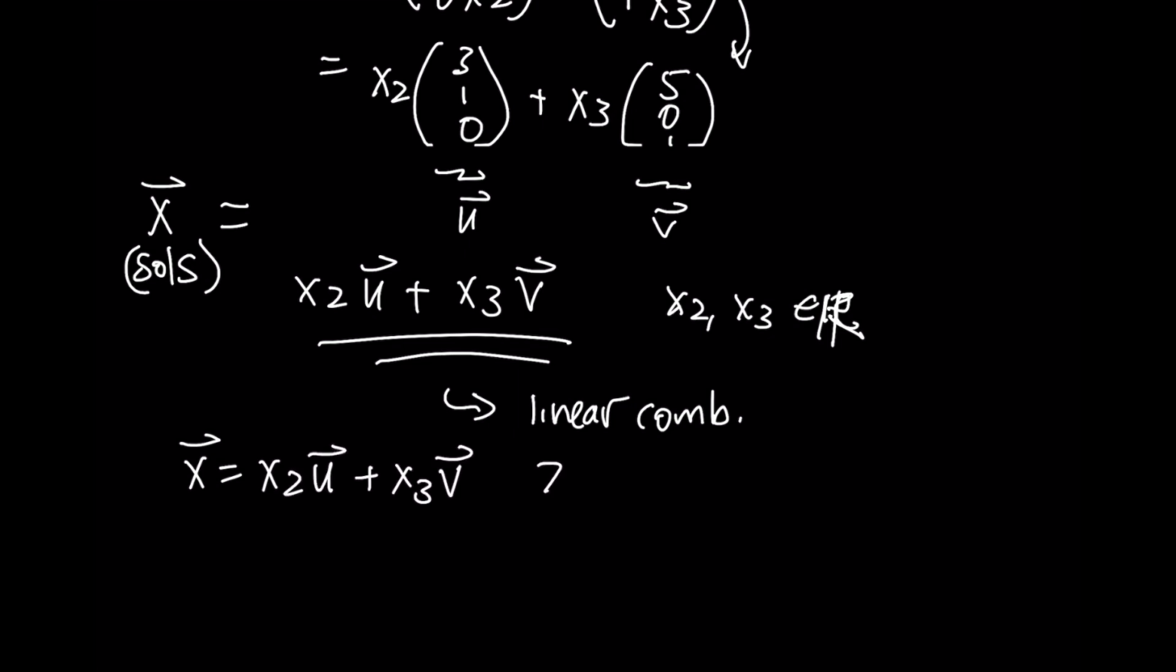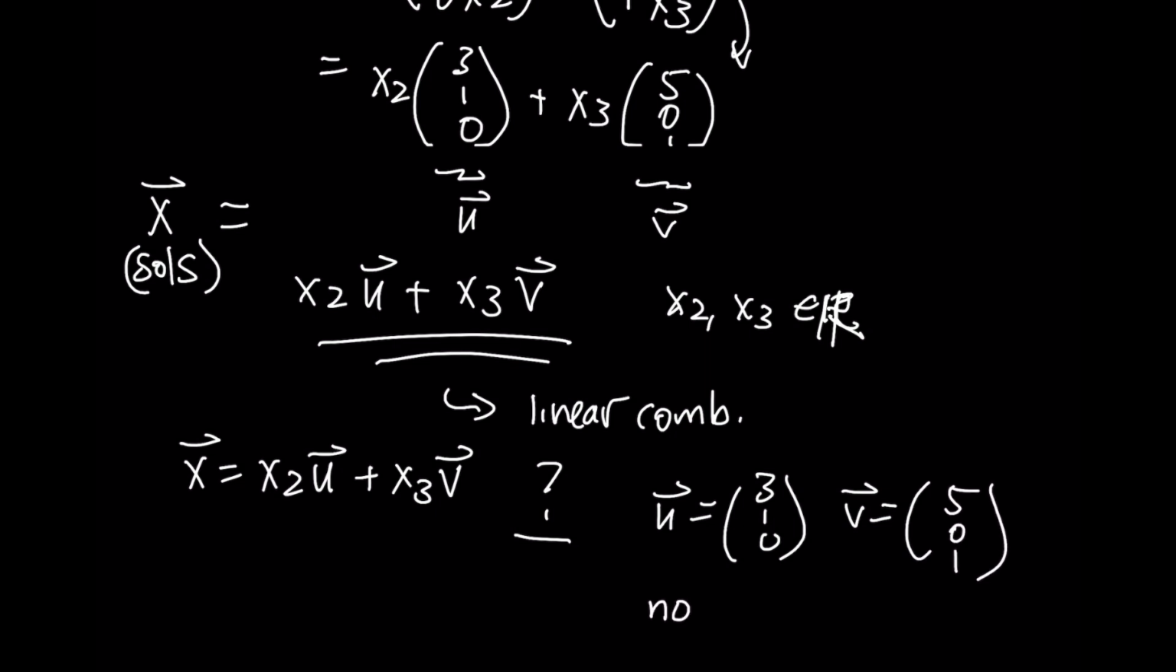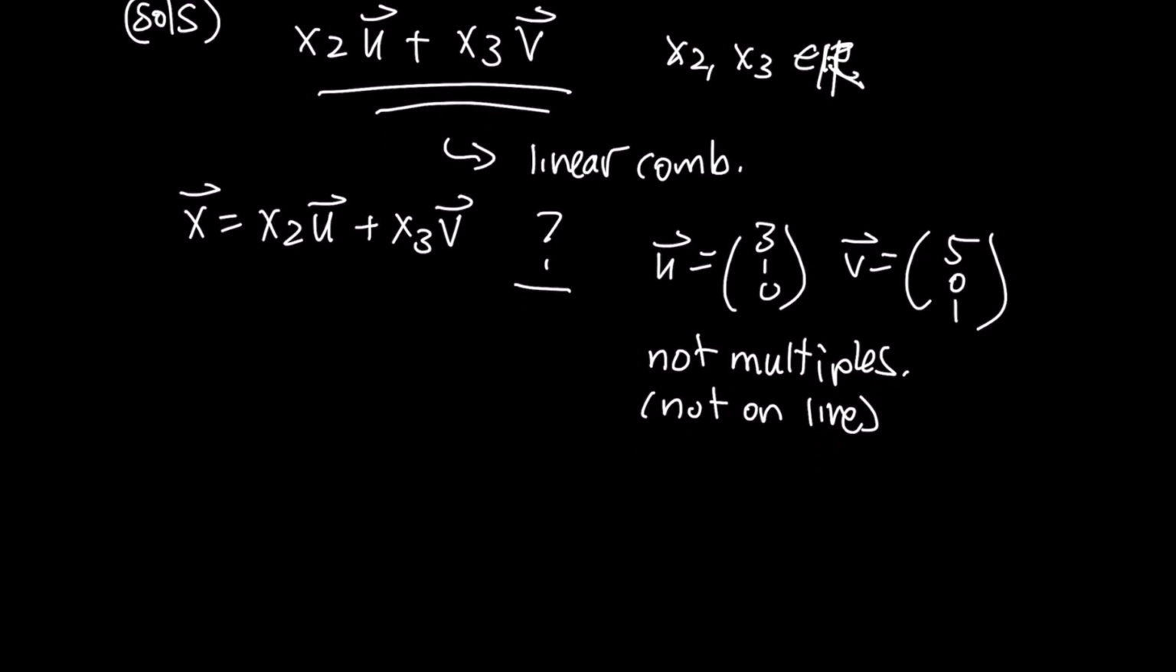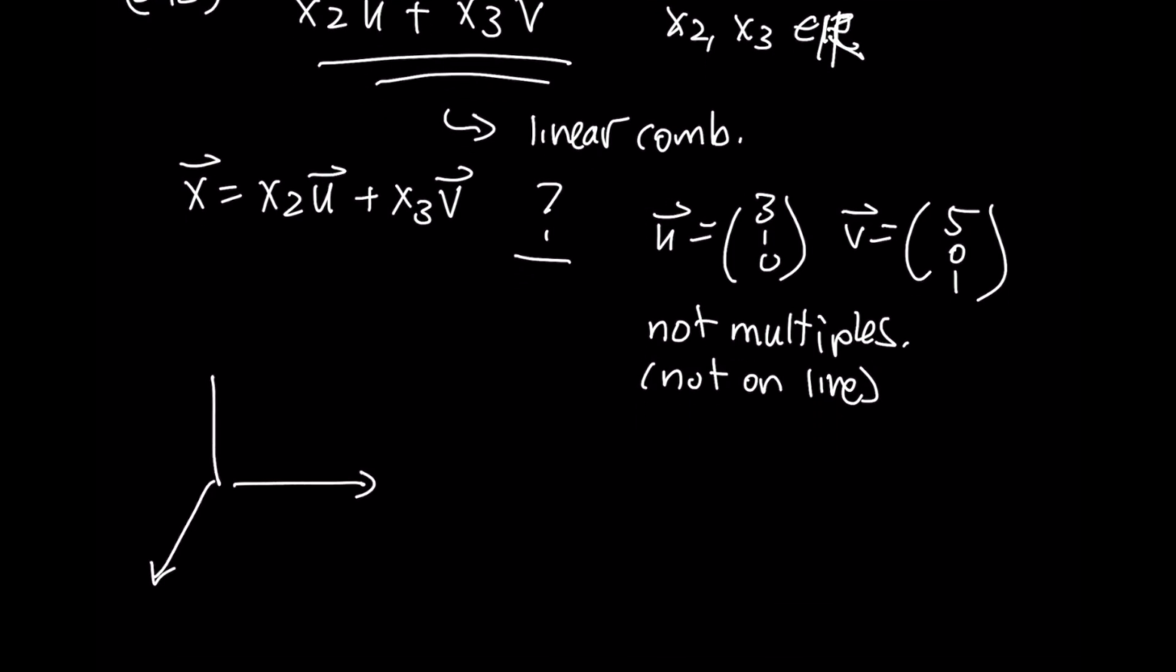I would like to visualize this. The vector u is 3, 1, 0. The vector v is 5, 0, 1. These two vectors are not multiples, and that means they are not going to be on the same line. We could take our three-dimensional coordinate system, something like that, and we would have the vector u somehow like this and a vector v somehow like this.